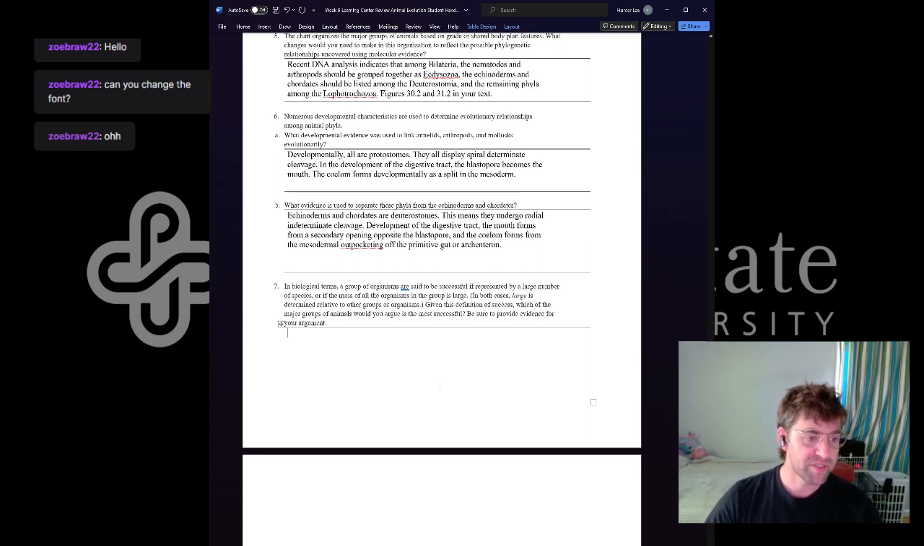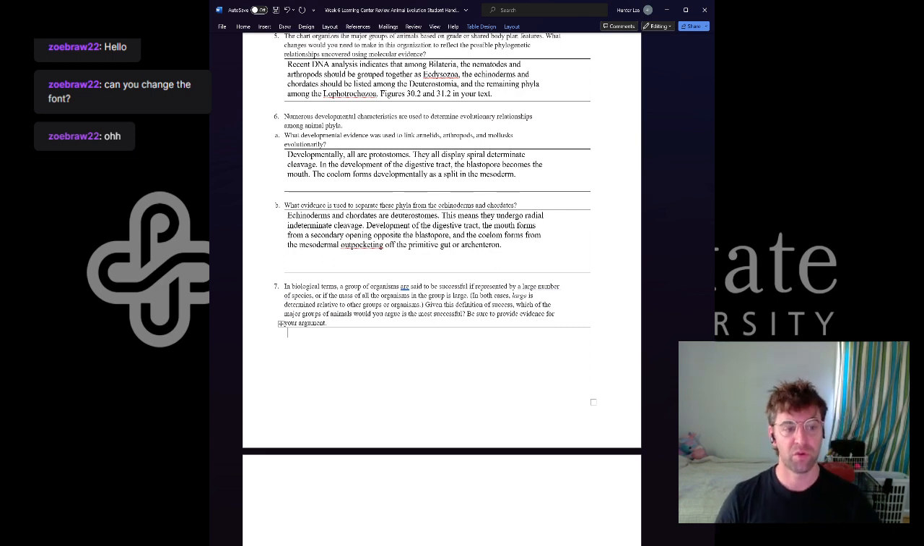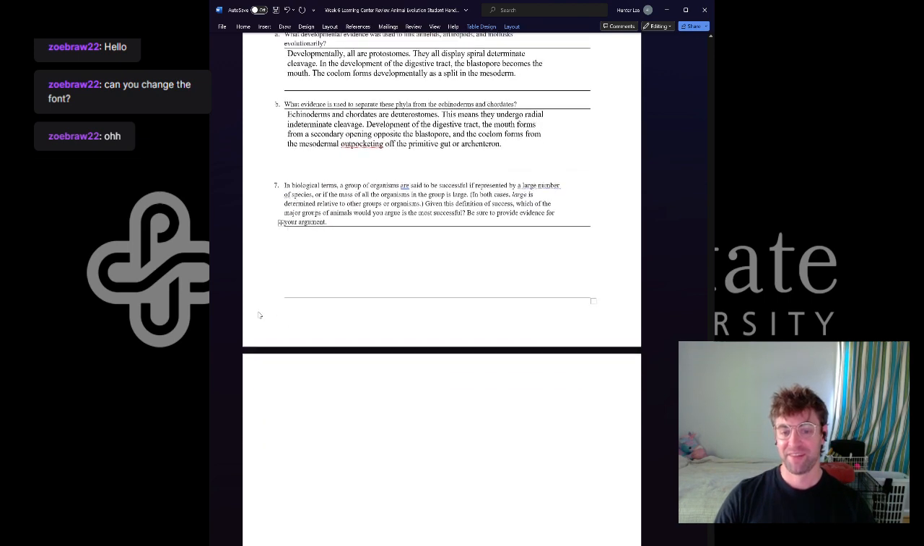In biological terms, a group of organisms are said to be successful if represented by a large number of species or if the mass of all of the organisms in the group is very large. In both cases, large is determined relative to other groups or organisms. Given this definition of success, which of the major groups of animals would you argue is the most successful? And be sure to provide evidence for your argument.